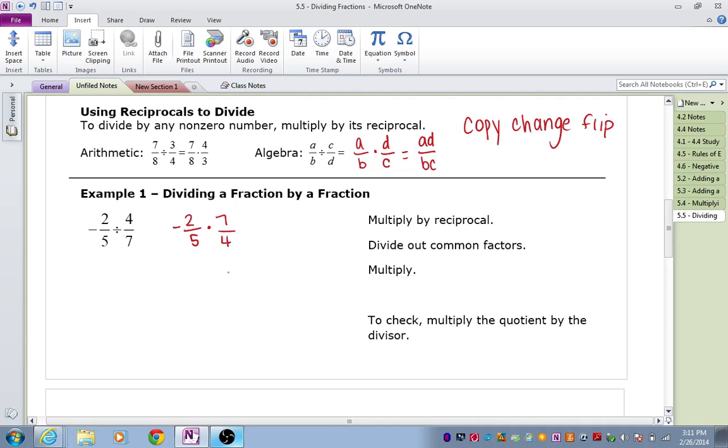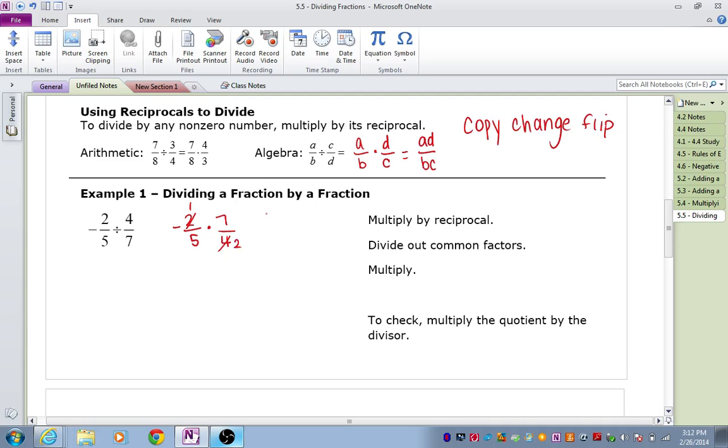And now we're just doing what we did last night. We have a multiplication question with fractions. We could just sit there, multiply our numerators, multiply our denominators. However, we can divide out a common factor first and make our lives a little bit better. So we can say 2 goes into 2 once, 2 goes into 4 twice. And now we're going to multiply like before.